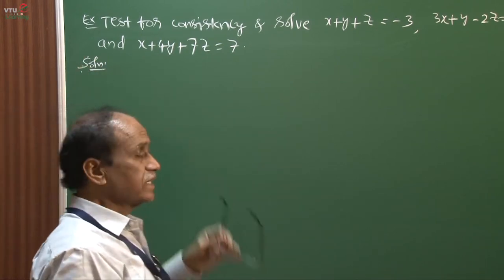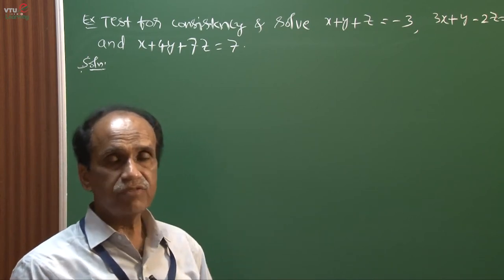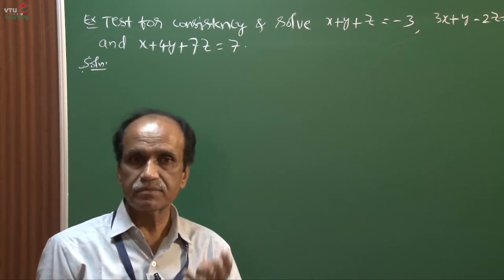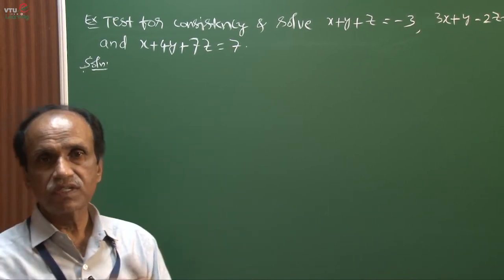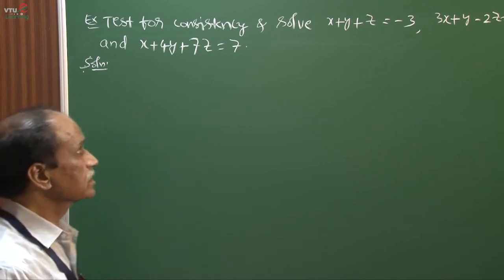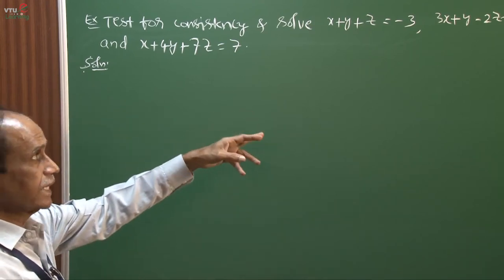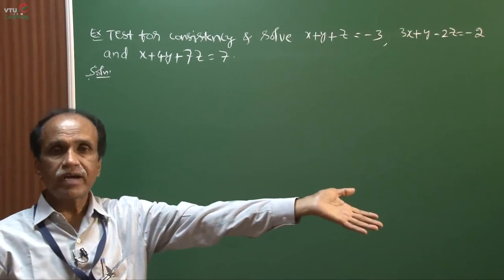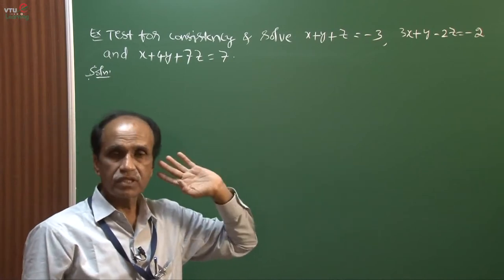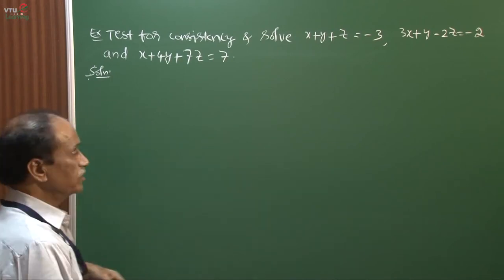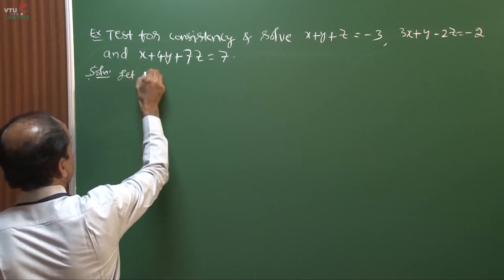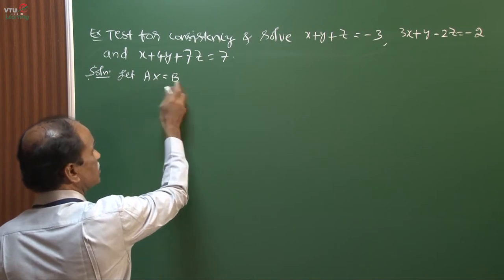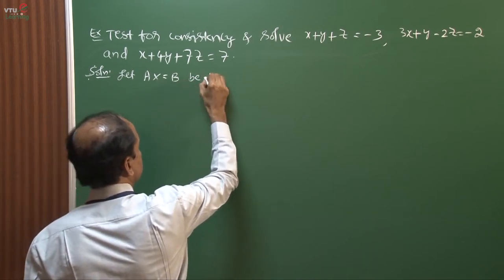As usual, the compulsory steps we have to write: first of all the matrix equation, and then the matrix form of the representation as the coefficient matrix, the column matrix for the unknowns, and then the column matrix for the constants. Afterwards, we'll find the rank using the elementary row operation technique. Finally, we collect the value of rank for the coefficient matrix and also for the augmented matrix. Let Ax equal to B be the matrix equation.